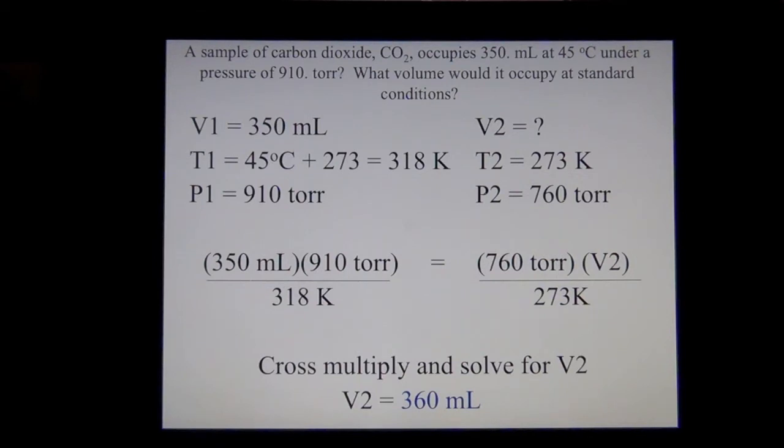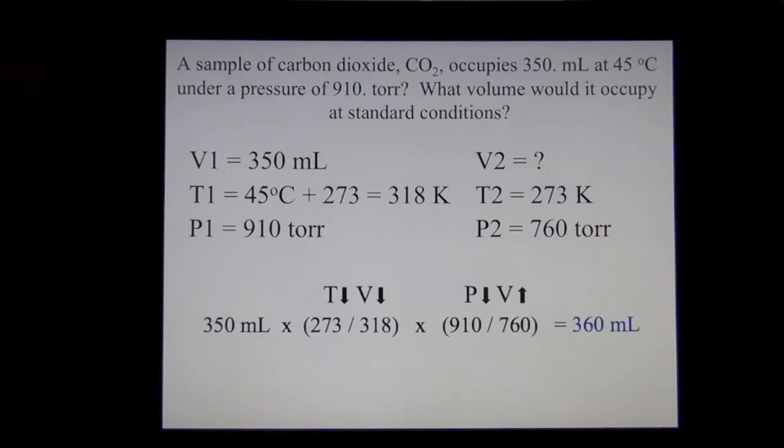Now we can solve this problem by the fractional method instead of the algebraic method you see in front of you. And this kind of breaks it down individually into Charles's and Boyle's law to end up obviously with the same answer of 360 milliliters. So let's try the fractional method. In this case, let's focus our attention on temperature first. We see that our temperature is starting out at 45 degrees Celsius, but obviously we need that in Kelvin, so that would be 318. And our temperature here is going from 318 down to 273.